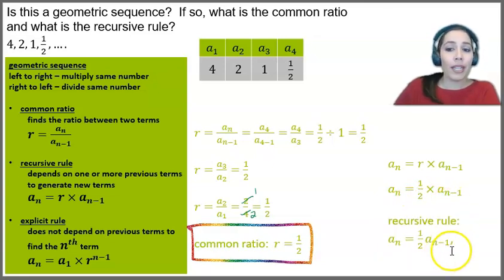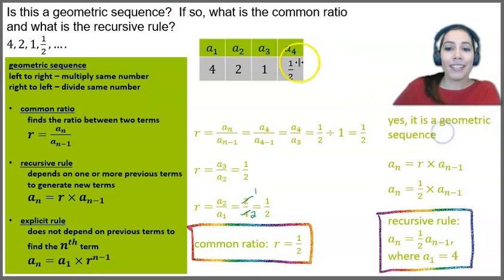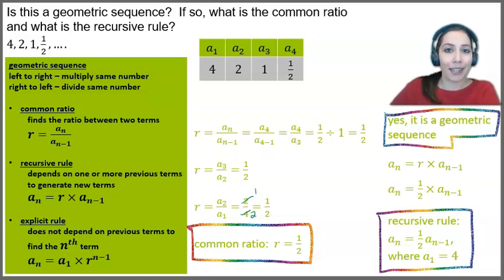Now, the way to write this properly is to get rid of that multiplication symbol. You don't really have to write it. So it's 1/2 times a sub n minus 1. And every time you write a recursive rule, you have to write what your first term in your sequence is. So my a sub 1 equals 4. So I have my recursive rule and my common ratio, and I also know that this is definitely a geometric sequence because we had the same common ratio between consecutive terms.